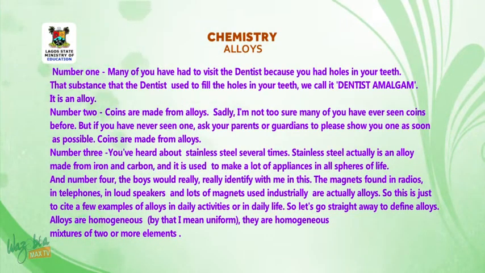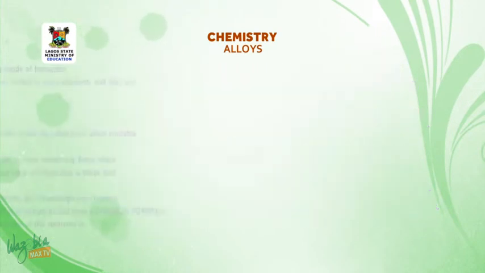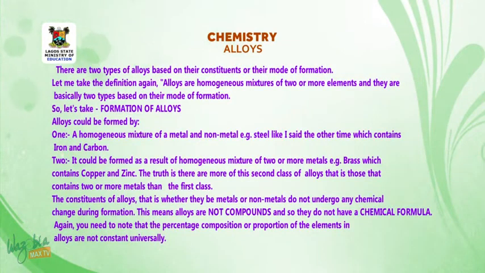So let's go straight away to define alloys. Alloys are homogeneous. By that I mean uniform. They are homogeneous mixtures of 2 or more elements. There are 2 types of alloys based on their constituents or on their mode of formation. Let me take the definition again. Alloys are homogeneous mixtures of 2 or more elements, and they are basically 2 types based on their mode of formation.